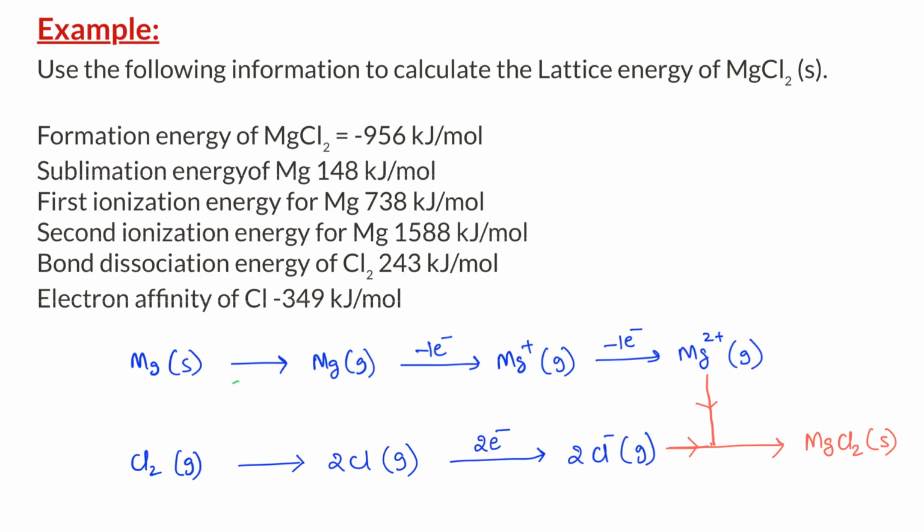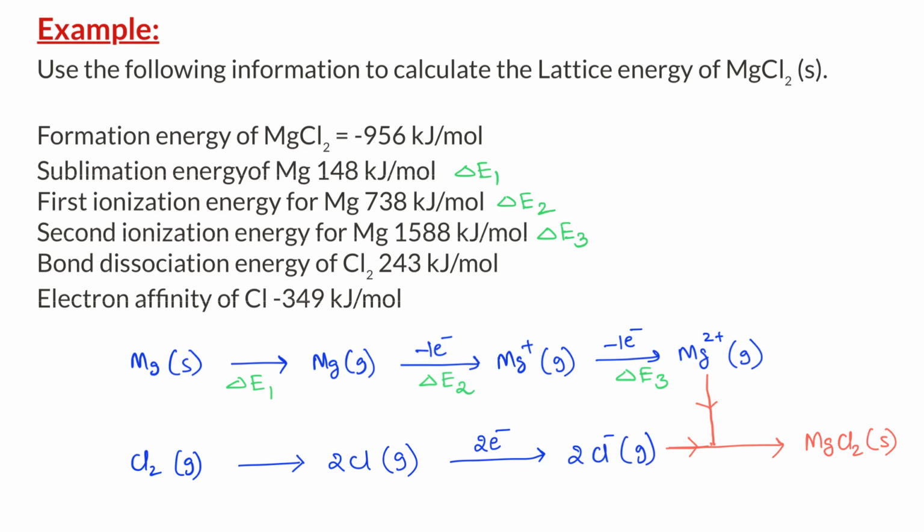The first step, magnesium solid to magnesium gas, is atomization or sublimation energy. This value is given. The next step, magnesium getting converted into magnesium plus, is the first ionization energy, which is also given. Magnesium plus converted into magnesium 2 plus is the second ionization energy. Its value is also given.